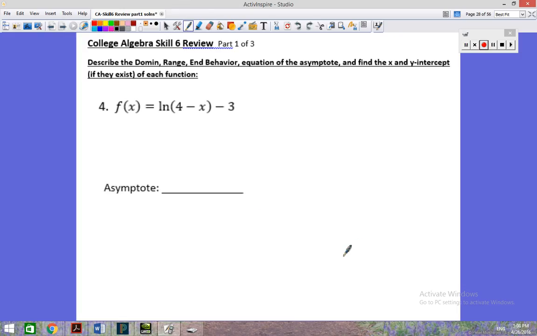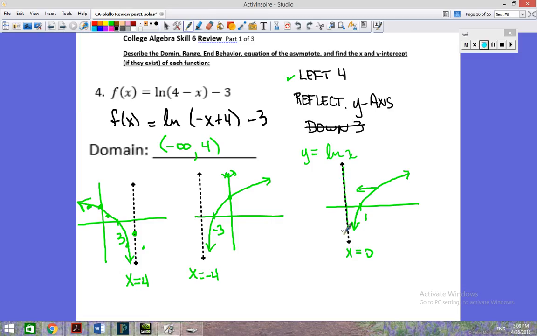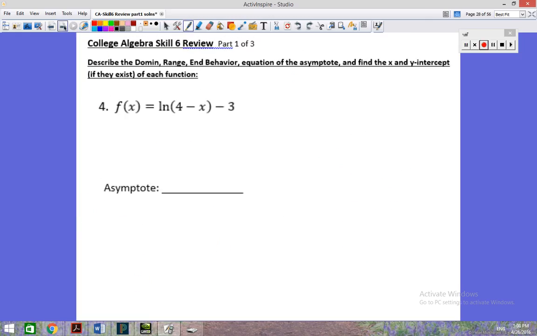All right, the asymptote. Well, we were already talking about that. We thought about that asymptote to help us to determine the domain. We came to a conclusion that the vertical asymptote was x equals 4. So it had no horizontal asymptote. And the vertical asymptote is the line x equals 4. All right.